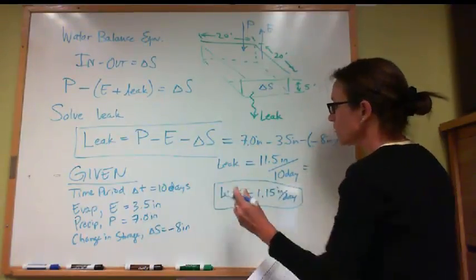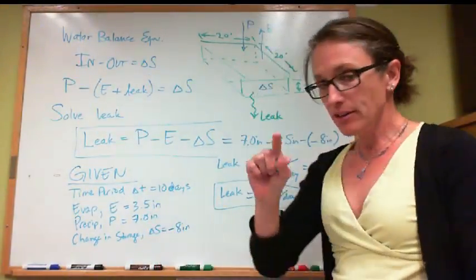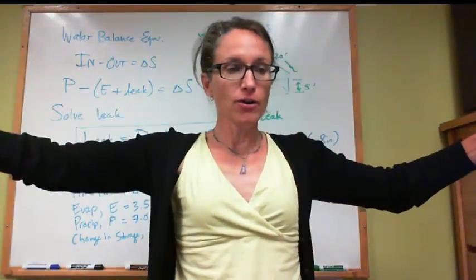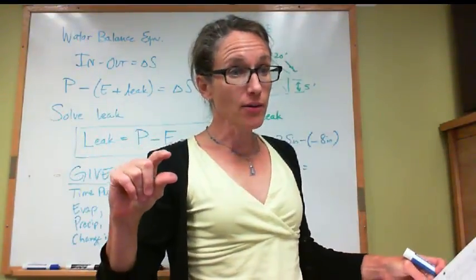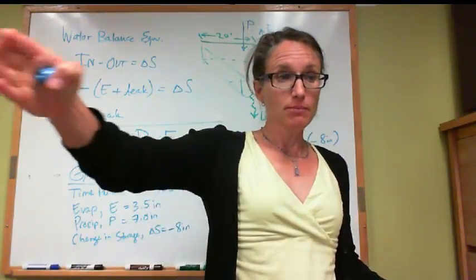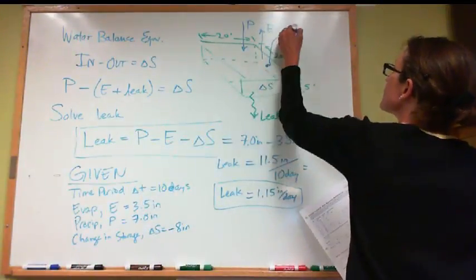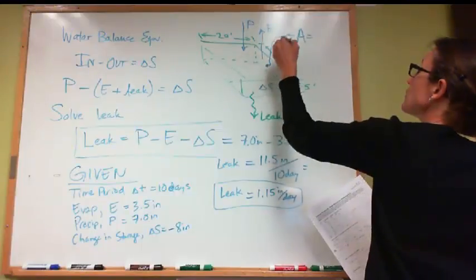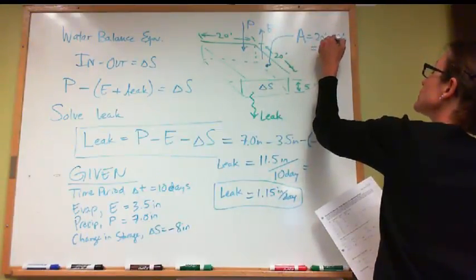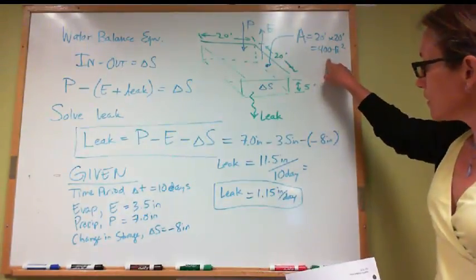But we want to know our leak in how many cubic feet per day. So now think about this. We have just over an inch of water over our swimming pool. To get the volume of water, we want to multiply that depth times the area, right? And the area of our pool is 20 feet times 20 feet, so that's 400 square feet. So the area of our pool is 400 square feet.